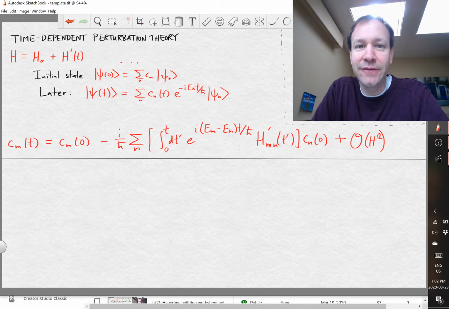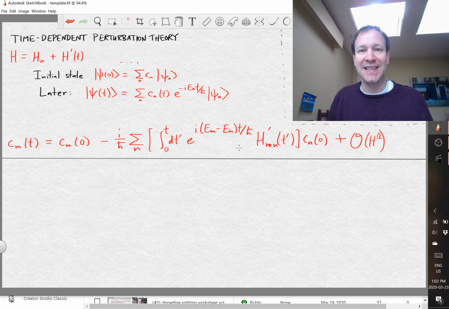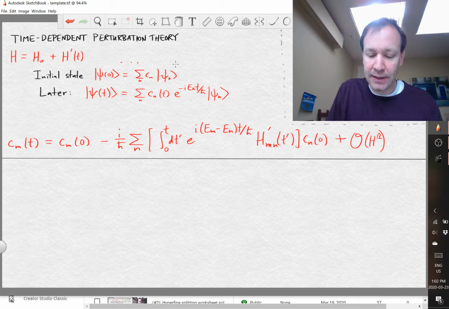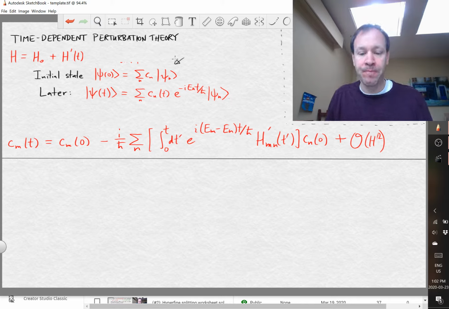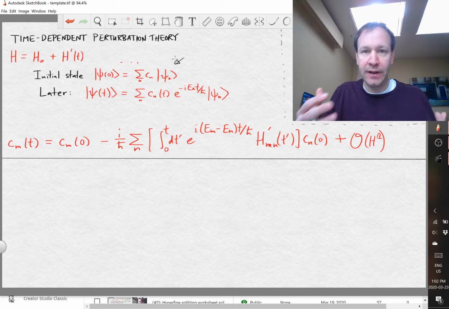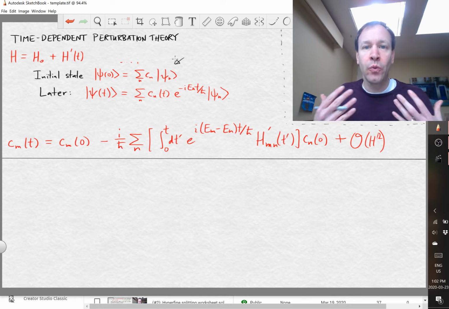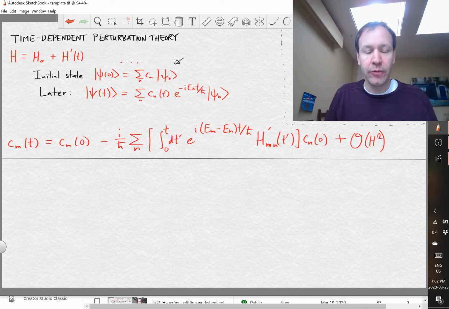All right, so this final video today gives us a nice example of how to actually use this complicated looking formula that we just derived. The point of this formula is that it allows us to look at the initial state of our system and figure out, after this perturbation described by h prime of t acts, what would the final state look like? What would the state look like at time t?